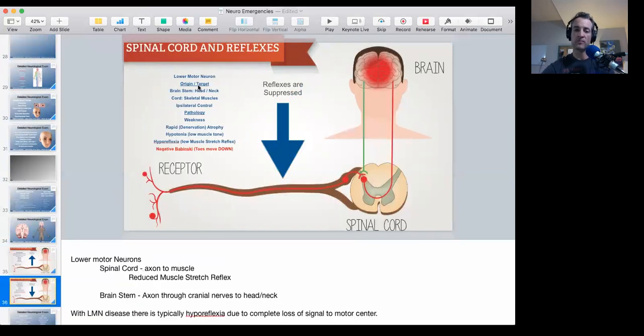And then same goes for the lower motor neuron. Everything is suppressed.